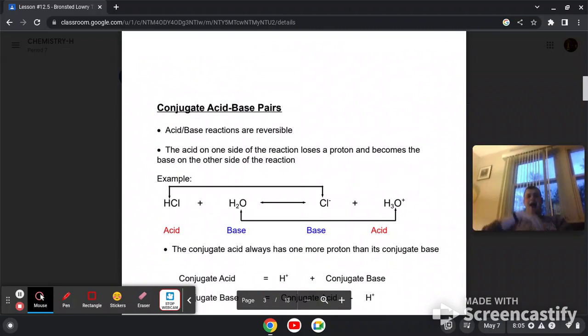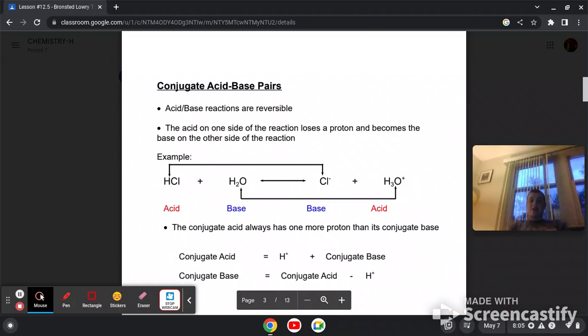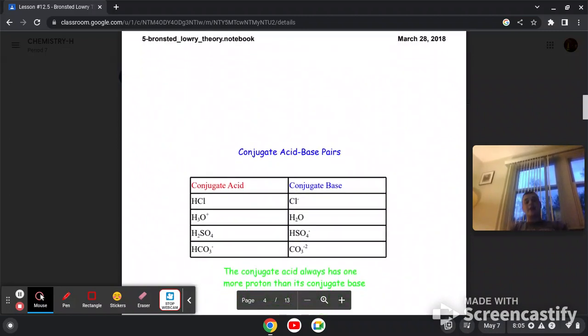Conjugate acid-base pairs are ones that are reversible, like HCl plus H2O with Cl- and H3O+. The conjugate acid always has one more proton than its conjugate base. HCl, Cl-, H3O+, H2O, H2SO4, HSO4-, H2CO3, HCO3-.